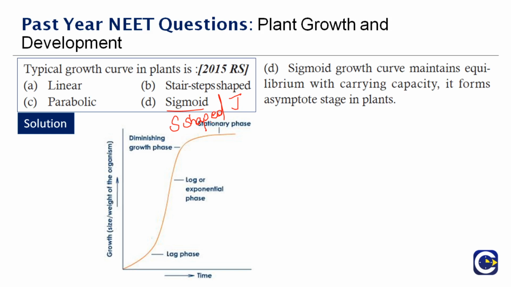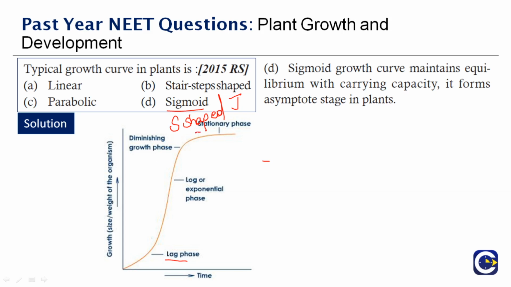Below you have a diagram which represents a sigmoid growth curve. On one side you have time, on the other side you have growth. First is the lag phase, where the growth is very slow and doesn't show any acceleration. The exponential phase is where the growth is at its peak and well accelerated. The diminishing growth phase is where the growth slowly starts to retard and drop.